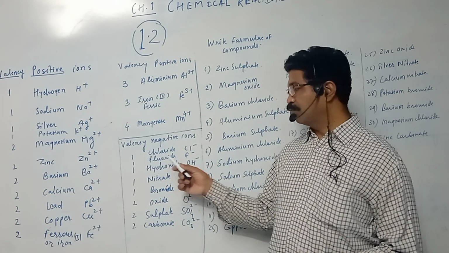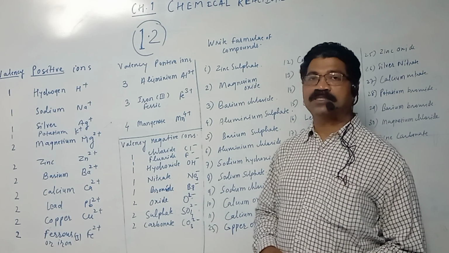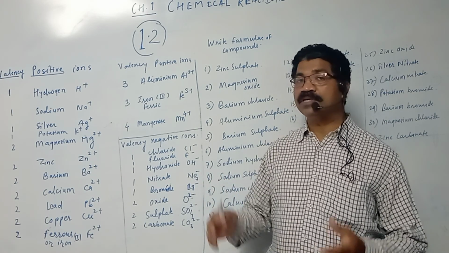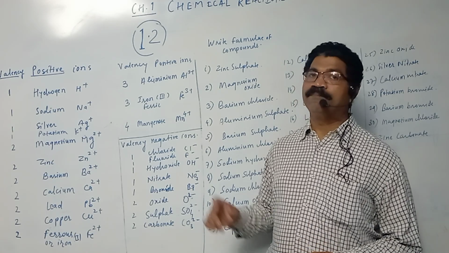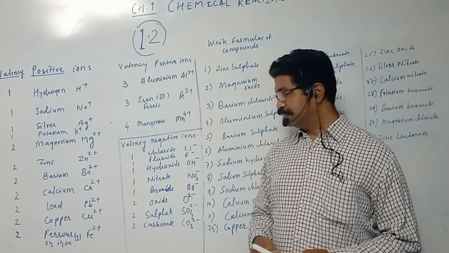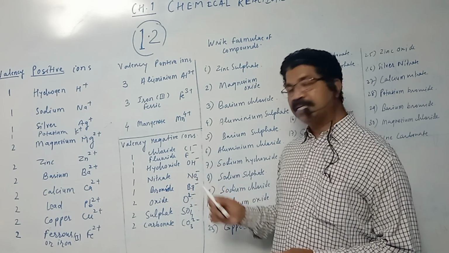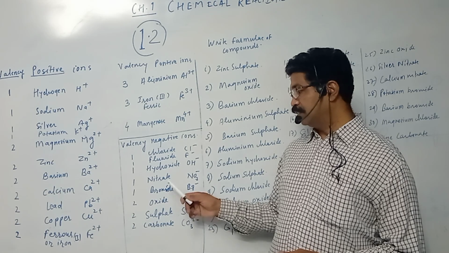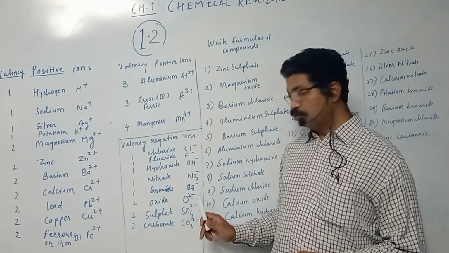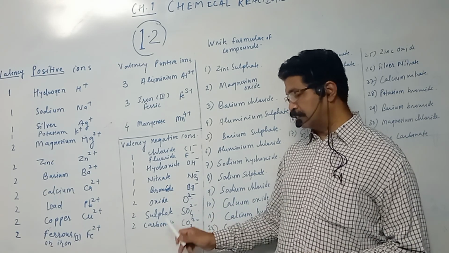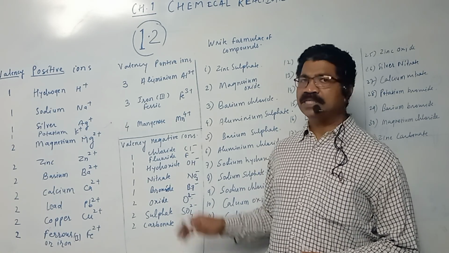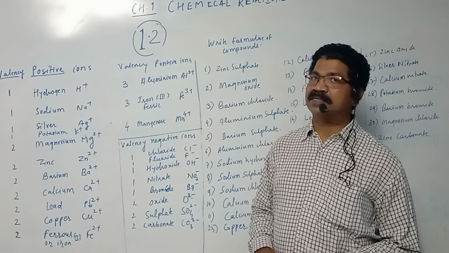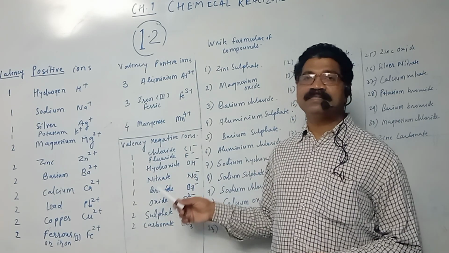What are their names? Chloride Cl minus, fluoride F minus, bromide Br minus. Fluorine, chlorine, bromine, these are what? Halogens. They have tendency to accept one electron to get the configuration of the noble gas. F minus, Cl minus, Br minus. Then next, hydroxide OH minus, nitrate NO3 minus, oxide O2 minus, sulfate SO4 2 minus, carbonate CO3 2 minus. So these are some negative radicals that we are using frequently in this chapter. So you should remember these positive radicals and negative radicals.